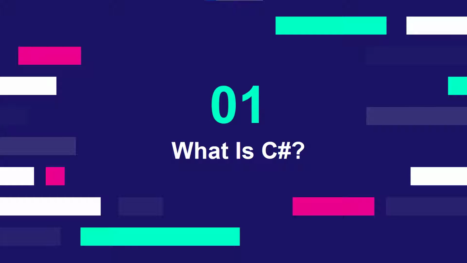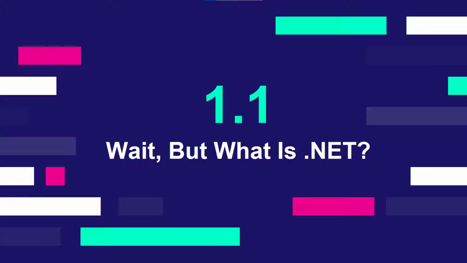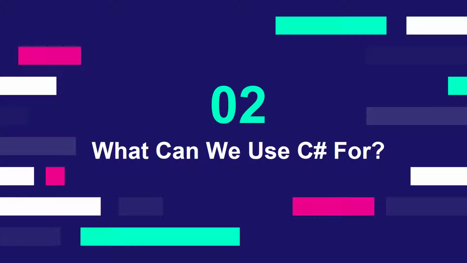So, what is C Sharp? C Sharp is an object-oriented programming language developed by Microsoft built on the .NET framework. But what is .NET? .NET is a software building platform that has two major components, CLR and the class library. So now, what can we use C Sharp for?